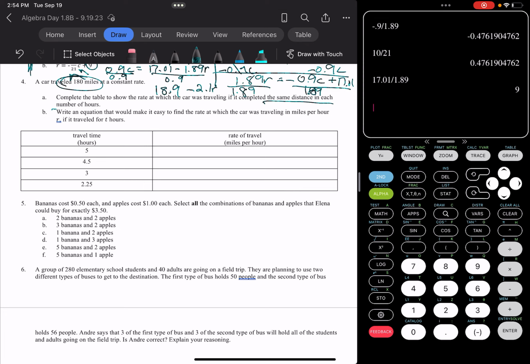Miles per hour. So if they're traveling in 5 hours, they do 180 miles in 5 hours. We can divide 180 divided by the time will give us miles per hour. And you know that because we have 180 miles over hours. If we do 180 divided by 5, that's going to give us 36 miles per hour.